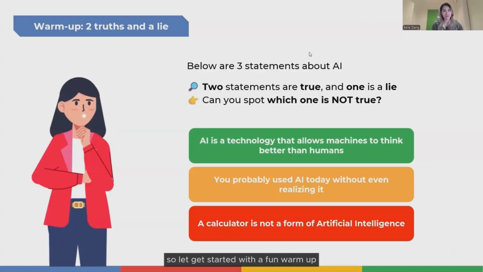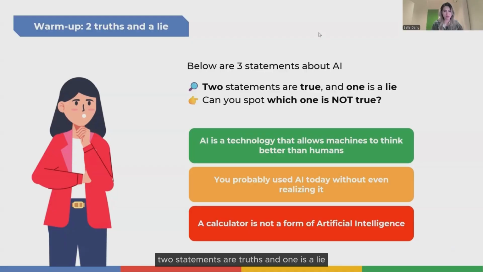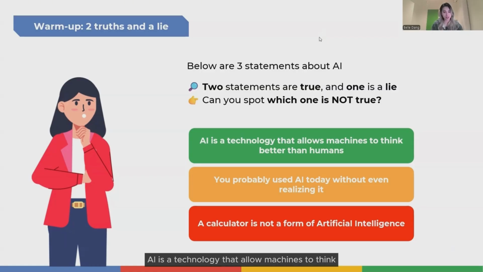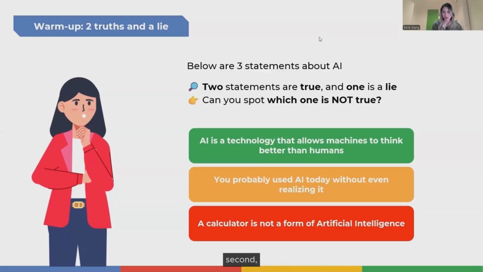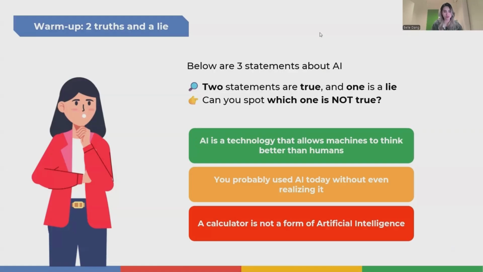So let's get started with a fun warm-up. Let's play a quick game, two truths and a lie. I'll show you three statements about AI that we have covered in the previous modules. Two are truths and one is a lie. Take a moment to think about your answers. Which one do you think is not true? First, AI is a technology that allows machines to think better than humans. Second, you probably use AI today without even realizing it. Last one, a calculator is not a form of artificial intelligence.